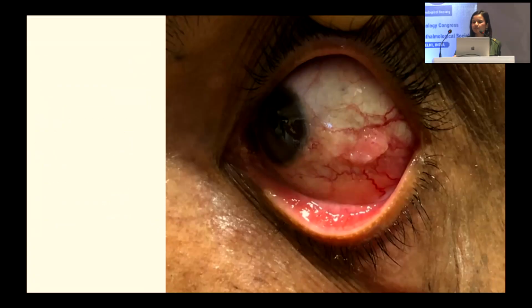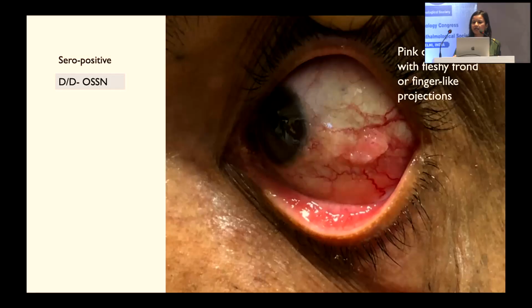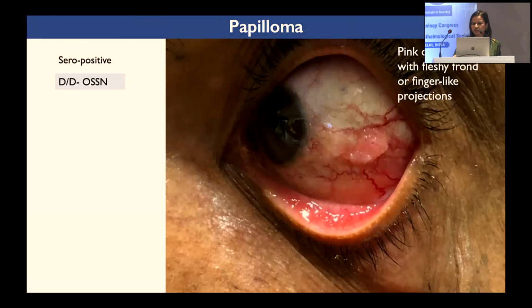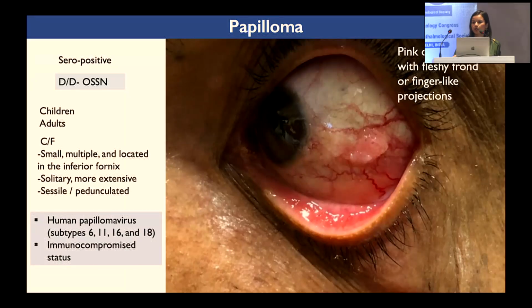This is a gentleman who was seropositive, and if you can see, it is a fleshy red mass with frond-like or finger-like projections. The vessels around it would obviously make me keep a differential of OSSN in mind. In fact, in his other eye, he was diagnosed to have an OSSN, but on histopathological examination, this came out as papilloma. Papillomas are known to occur in immunocompromised status, and they have an association with human papilloma virus, specifically 6, 11, 16, and 18.